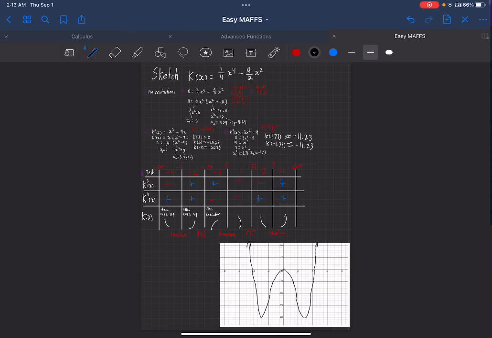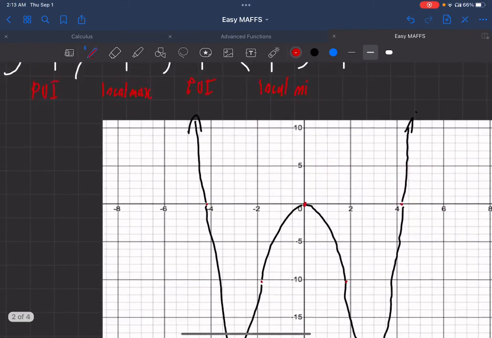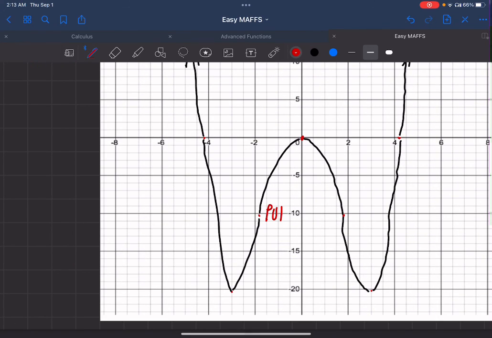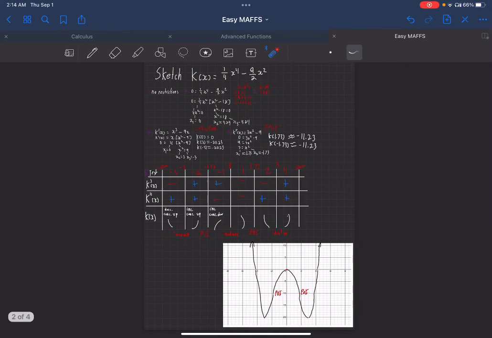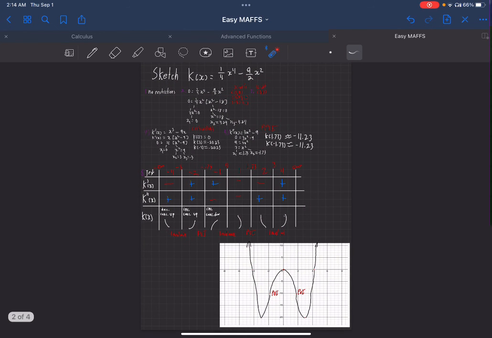Here you have your point of inflection, and here are your local mins and local maxes. And as we can see, there is symmetry across the y-axis. Well, not with my garbage graph, but if you draw this properly, it would be perfectly symmetrical. And that just proves it is an even function, and that's our final result.